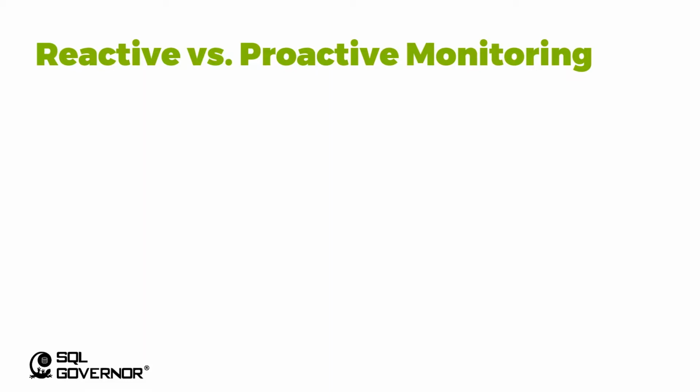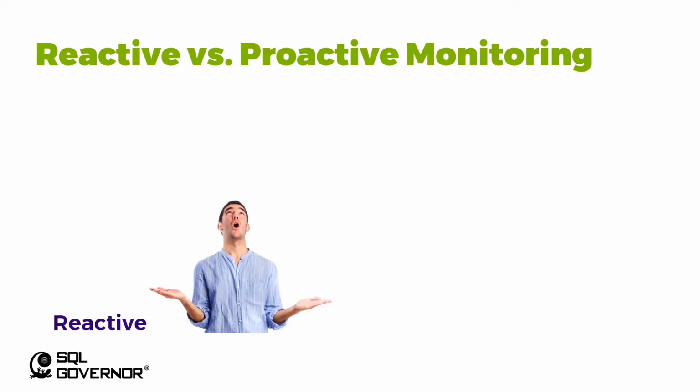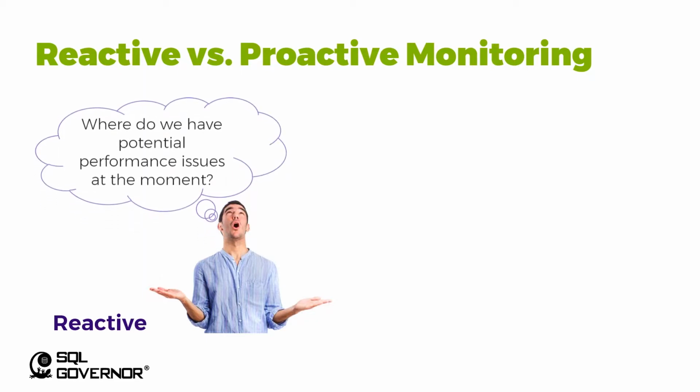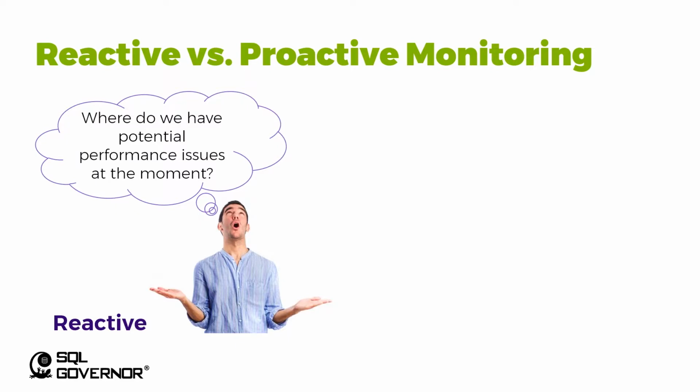We have reactive monitoring methods, and then we have proactive monitoring methods. So what do these reactive monitoring methods basically mean? They answer the question, where do we have potential performance issues at the moment? So it's actually constant firefighting.